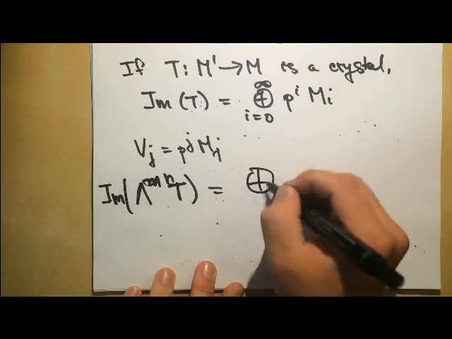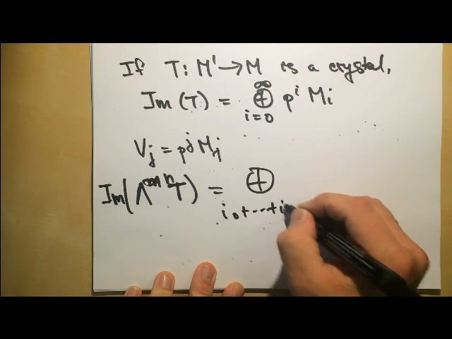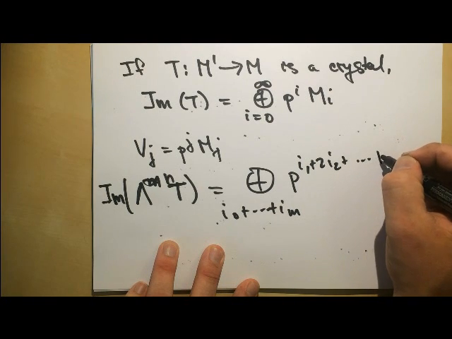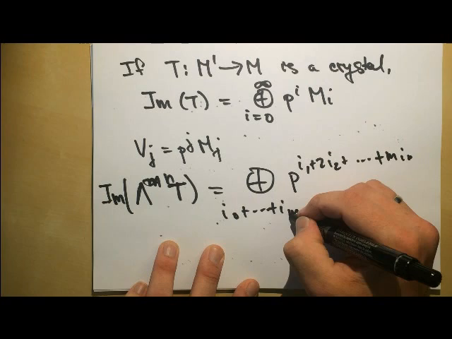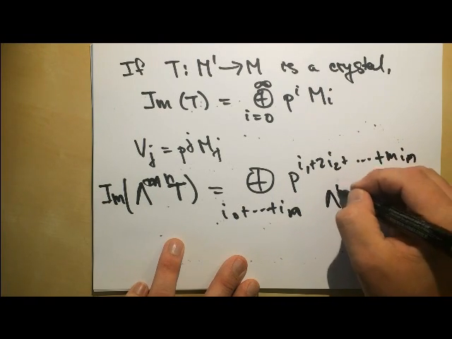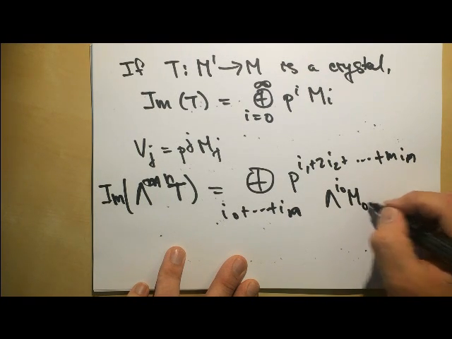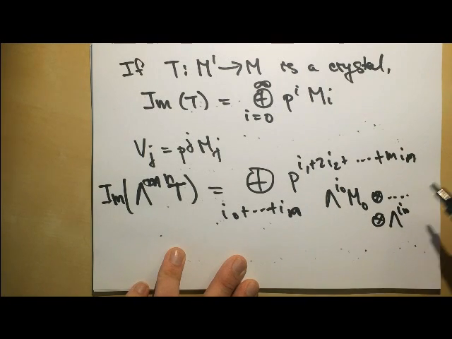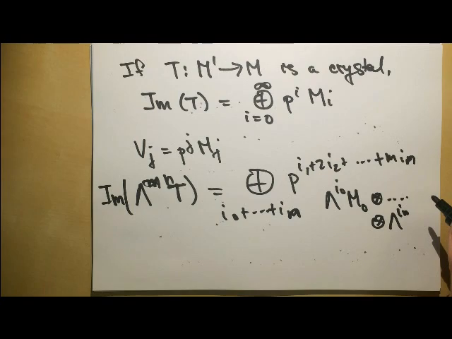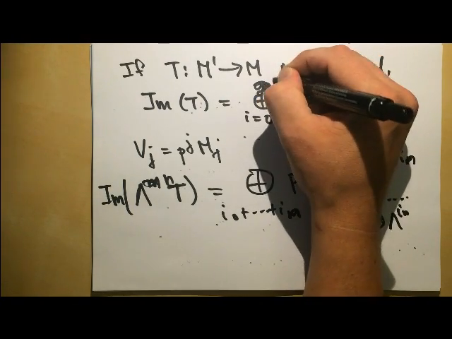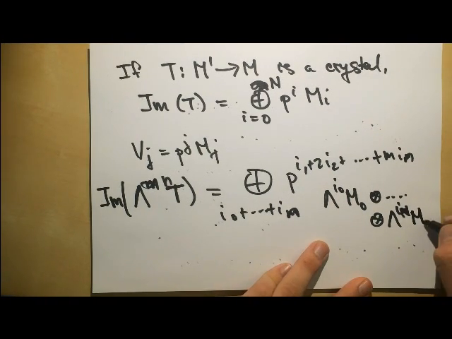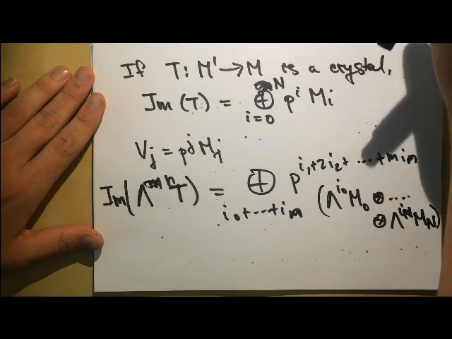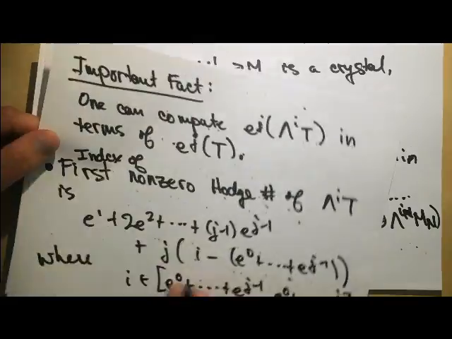This is going to be some big direct sum over i_0 up to i_N, and then we have a big power of p here, i_1 plus 2 i_2 plus up to N i_N, and then we have these things of m_0 up to i_N of m_N. We need to fix one now, so let's take this to be capital N. Okay, so we have this big direct sum of things like this, and now you can see how this crazy combinatorial description of the Hodge numbers is going to come out.